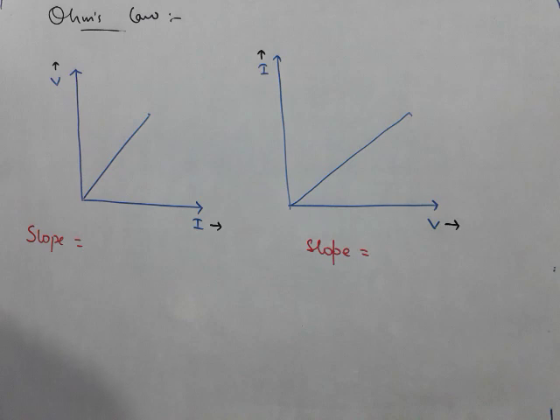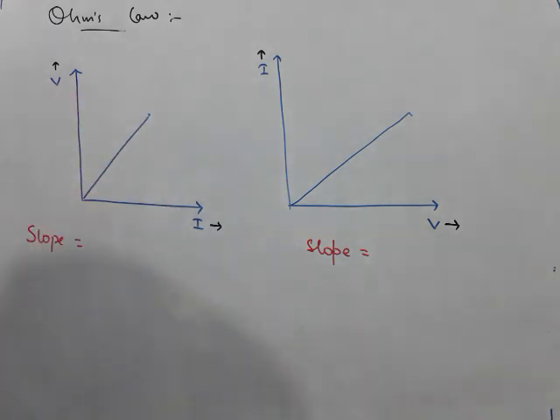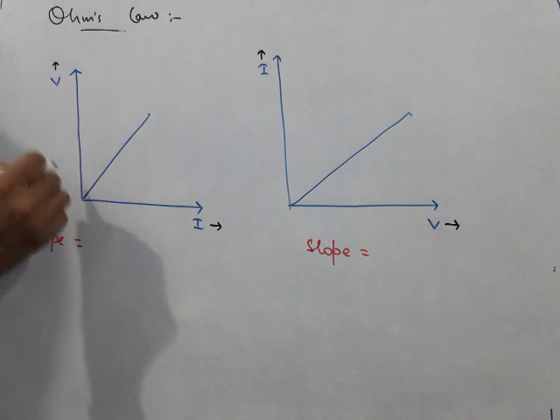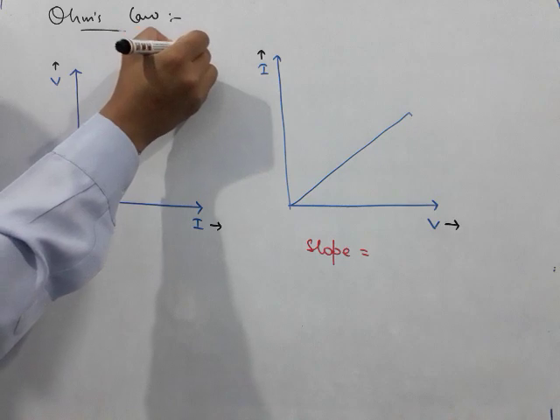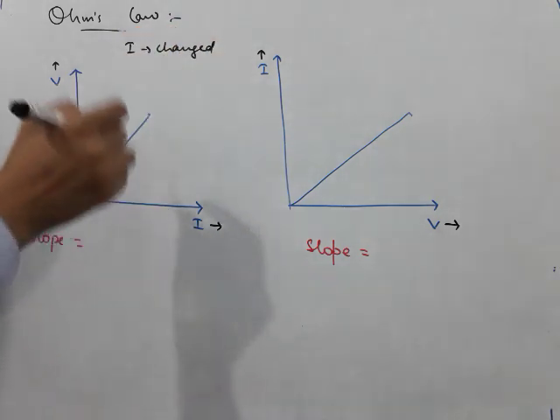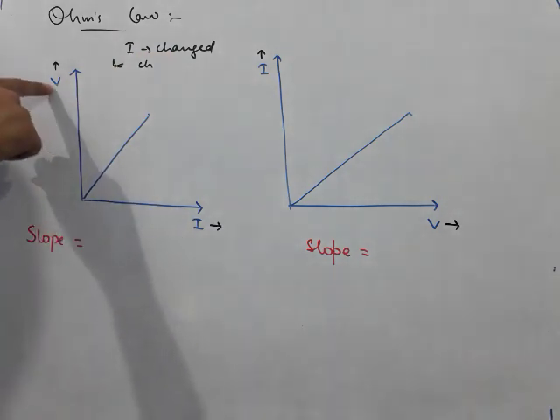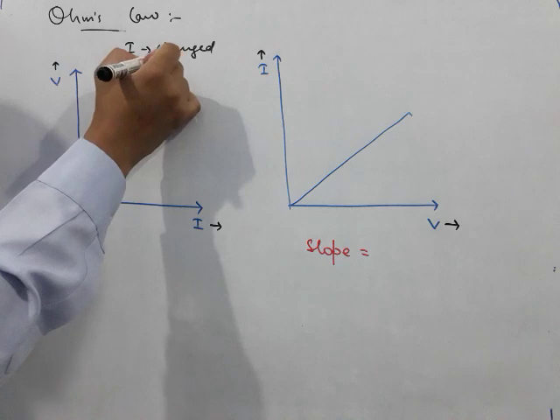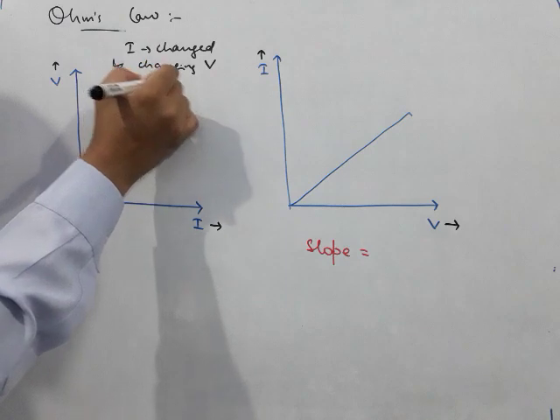Graph of Ohm's law, students, you know it is a straight line. Now here the graph can be drawn in two ways. Could you see what is the difference in these two graphs? The difference is in the axis. This is the V versus I graph. What does this mean? Here it means that in the experiment, current is changed. We change current, and because of changing current, potential difference is changing, which we are measuring. So current is changed and the changing potential difference is measured or observed.